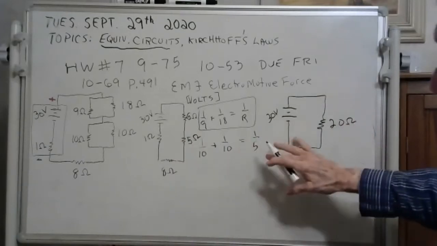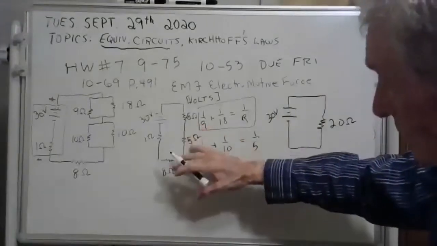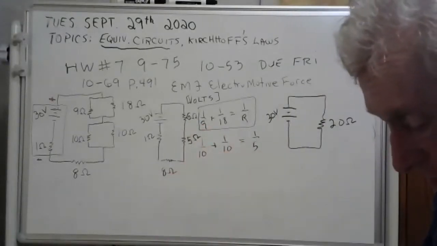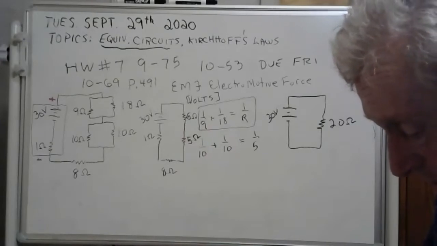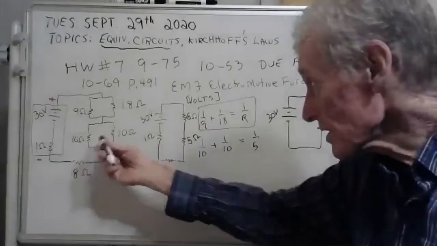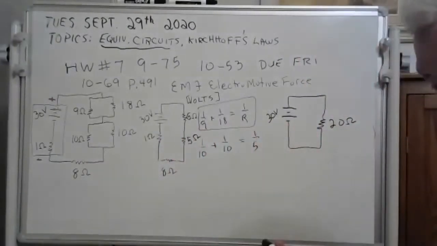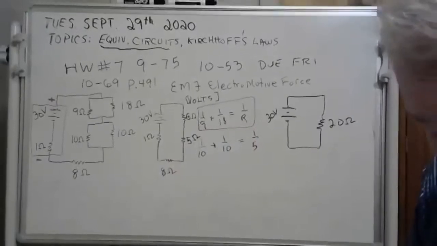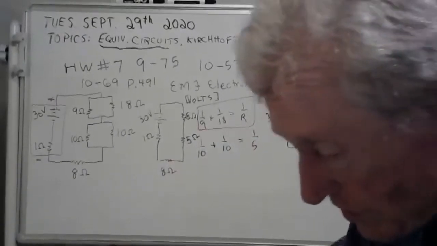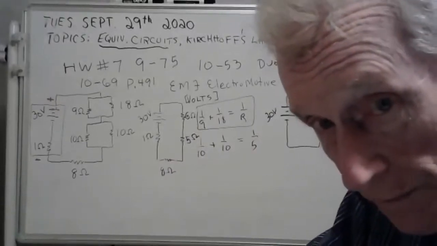Hey, look, we've got an equivalent circuit here. You know what I did? I just added those because they're in series. When they're in series, you just add them. This circuit is equivalent to this circuit. We simplified it. Now, some people, instead of calling this equivalent circuits, they call it simplification.